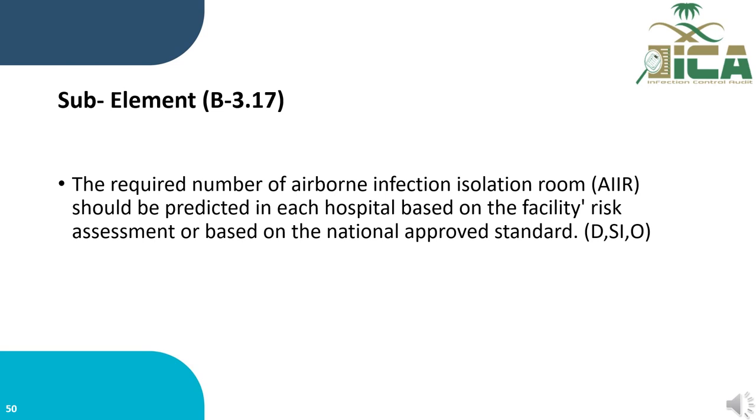Sub-element B3.17: the required number of airborne infection isolation rooms should be predicted in each hospital based on the facility risk assessment or based on the national approved standard. For this, we need documentation, staff interview, and observation.